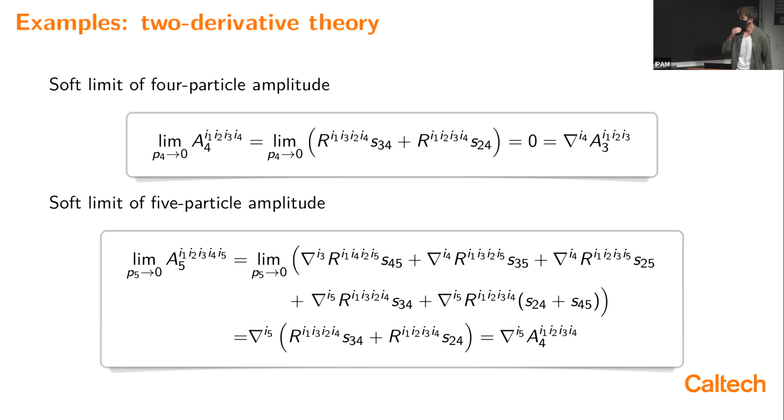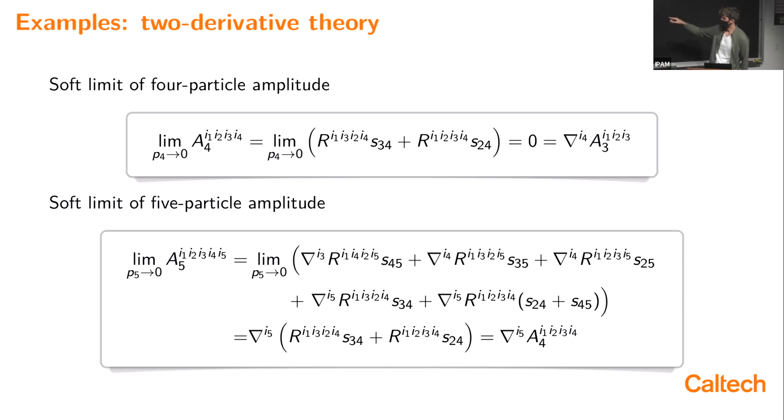But if we go to the next point, like 5 particles, we start with the 5-particle amplitude here. We take particle 5's momentum soft. And I've written it in a very suggestive way, where if you look at all the Mandelstams in the top line here, they all depend on particle 5, so they all vanish. While the second line has 2 terms, and they don't vanish. So we get a non-zero result.